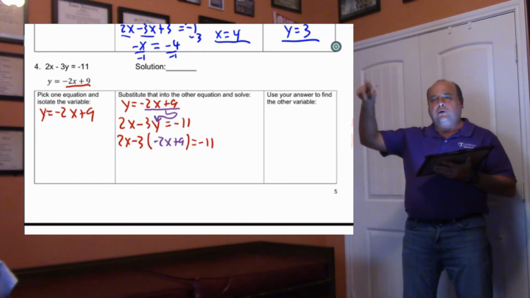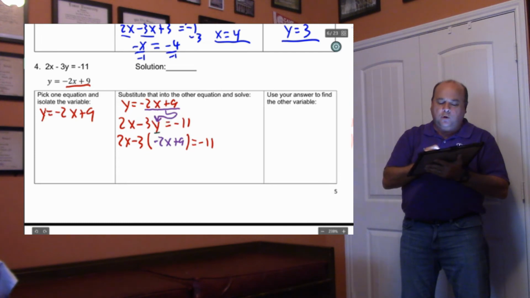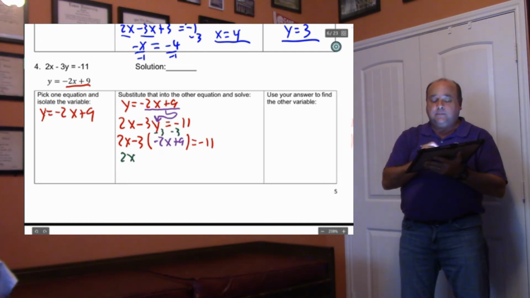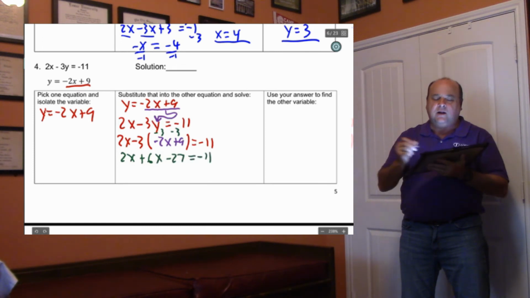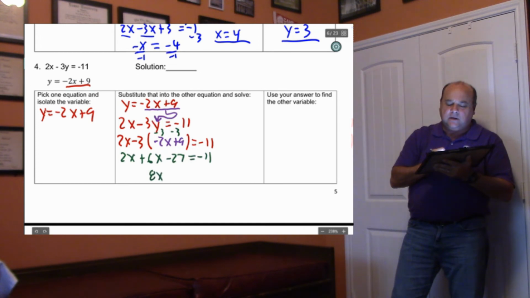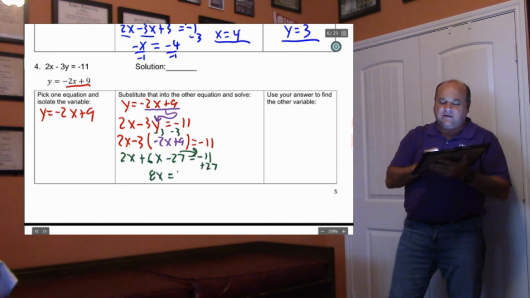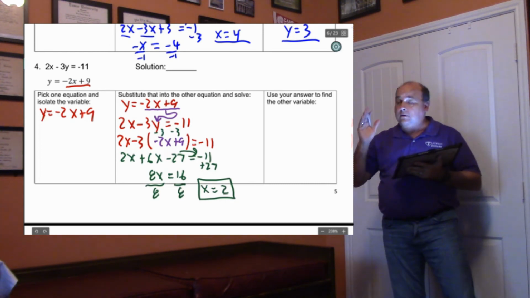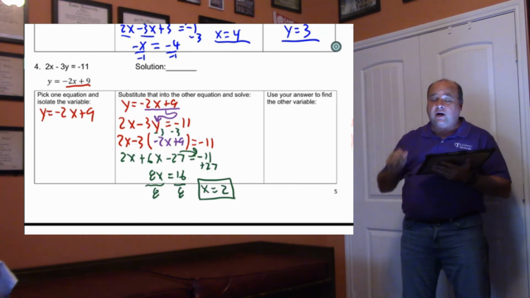Now then I got to distribute the negative 3, right? So I'm going to get 2x. Negative 3 times negative 2 is a plus 6x. Negative 3 times a positive 9 is a negative 27 equals negative 11. Okay, so 2x plus 6x is 8x. Move the 27 over. Negative 11 plus 27 is 16. Divide by 8. And I'm going to get x equals 2. Hopefully this year we are giving you problems that just have integer answers.